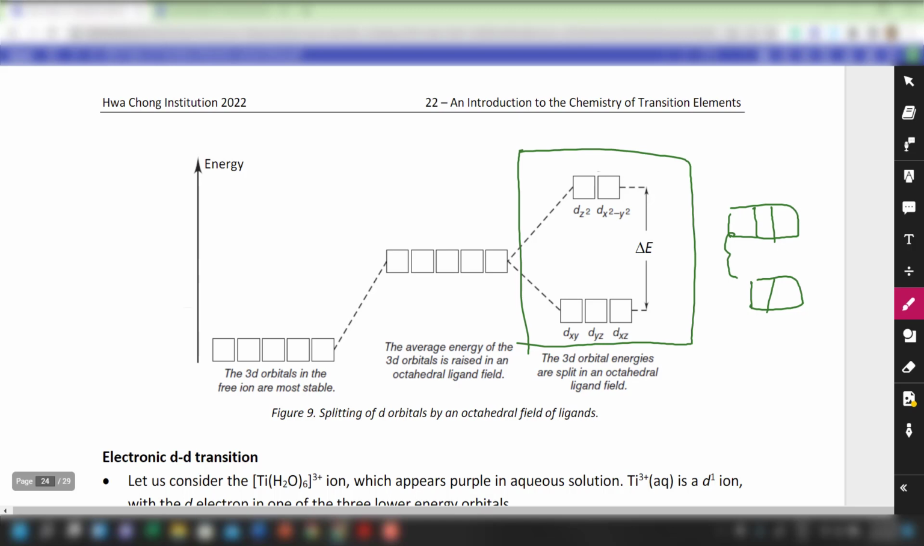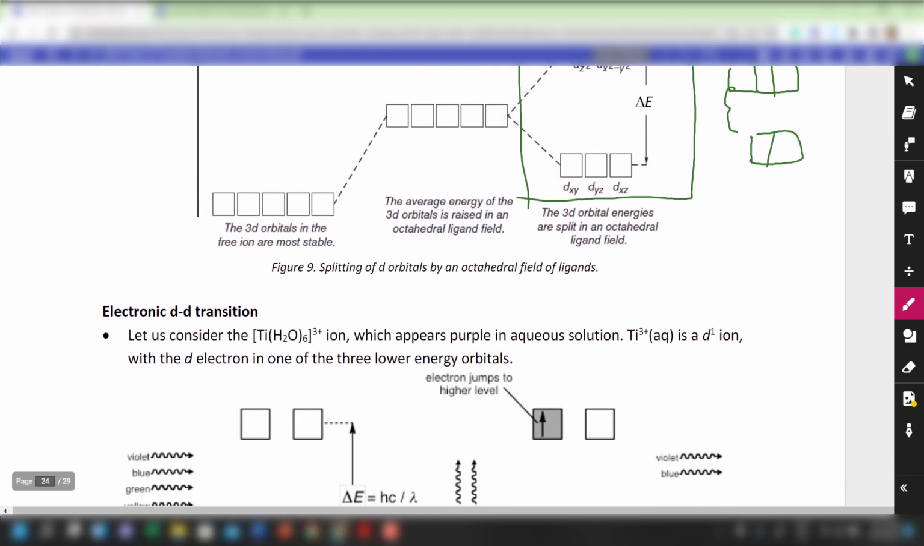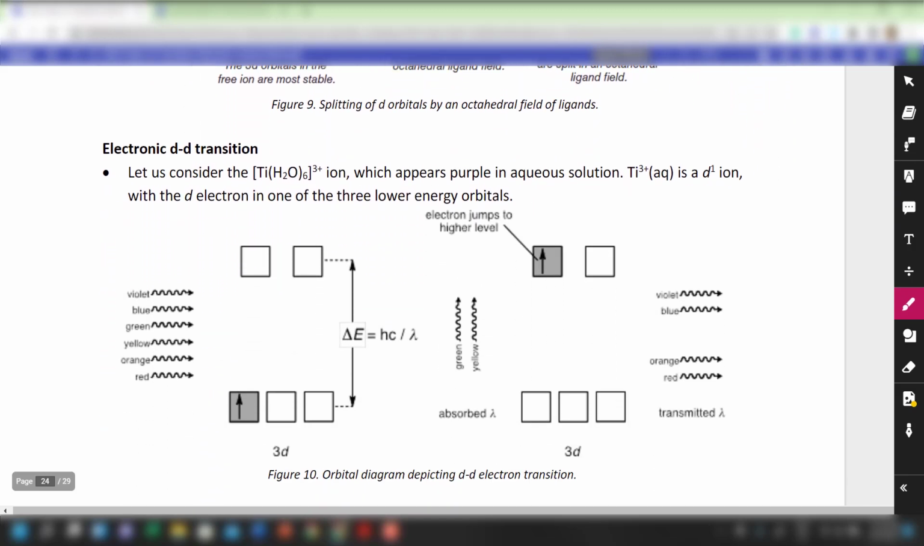And square planar complexes are split in this particular manner, so you have 4 below and 1 on top. Something like that. I will not go into further details. We might talk about some of them during tutorials, but that's pretty much about it.